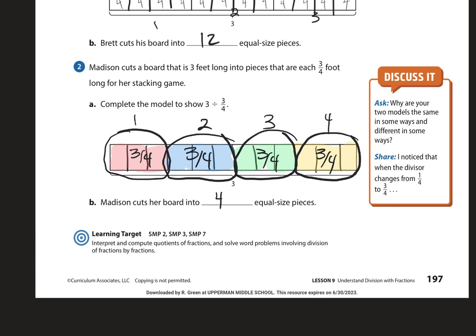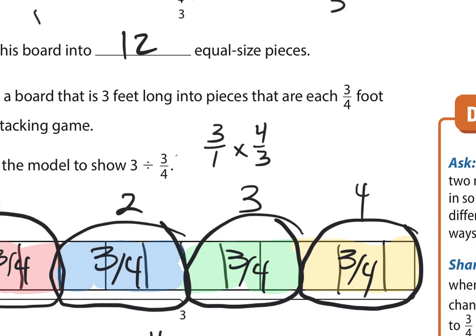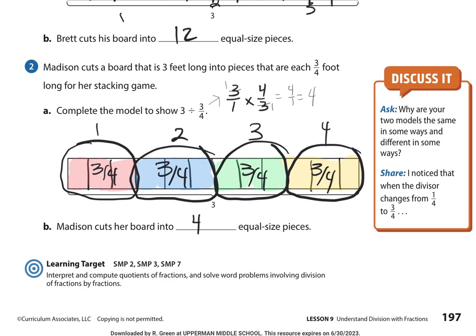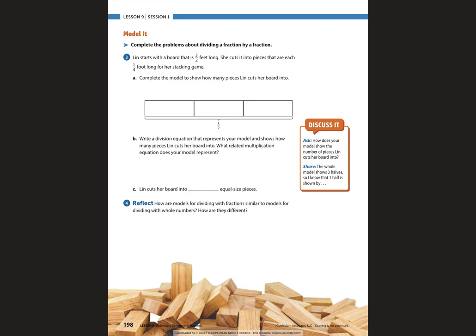Now let's go back to problem A. Let's keep, change, flip, and do the work. This would be our rewritten problem. I'm going to cross out my 3's, and I'm left with 4 over 1, which is equal to 4. And again, by understanding the algorithm, or the keep, change, flip process, we find out that we do have the right answer on our model. Next problem.